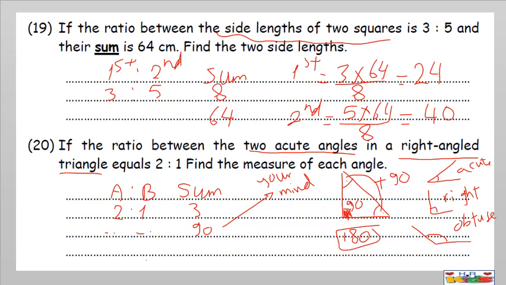Then the question is easy. We have A equals 2 times 90 divided by 3, and B equals 1 times 90 divided by 3. Then we find the answer. This angle is 30 degrees and this one is 60 degrees. And that's how we finish question number 20. Question number 20 is very important because it depends on information we didn't take this year but we know from before.